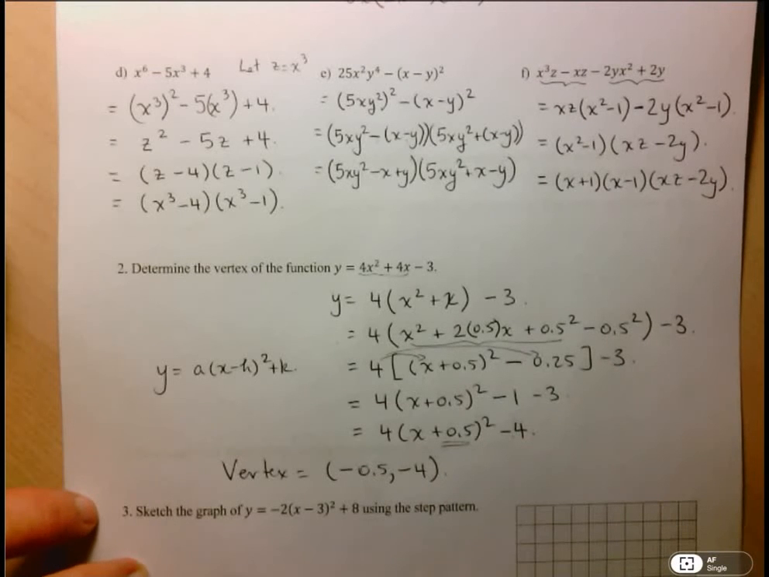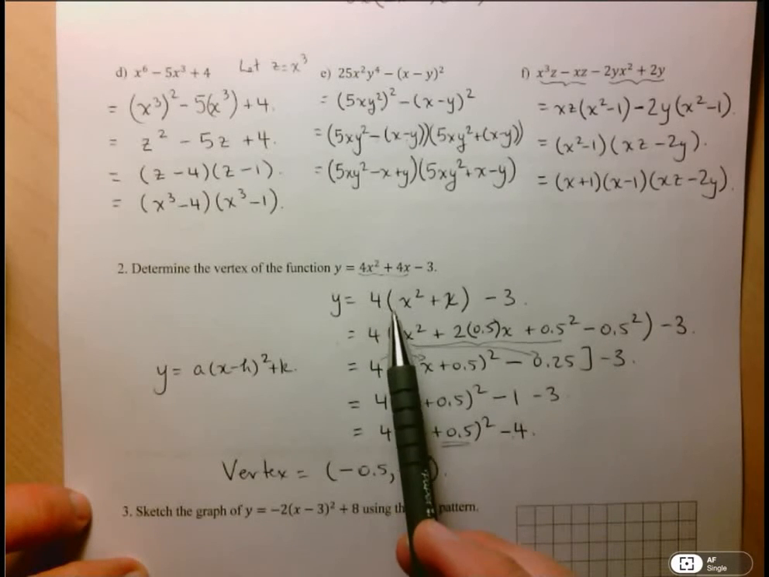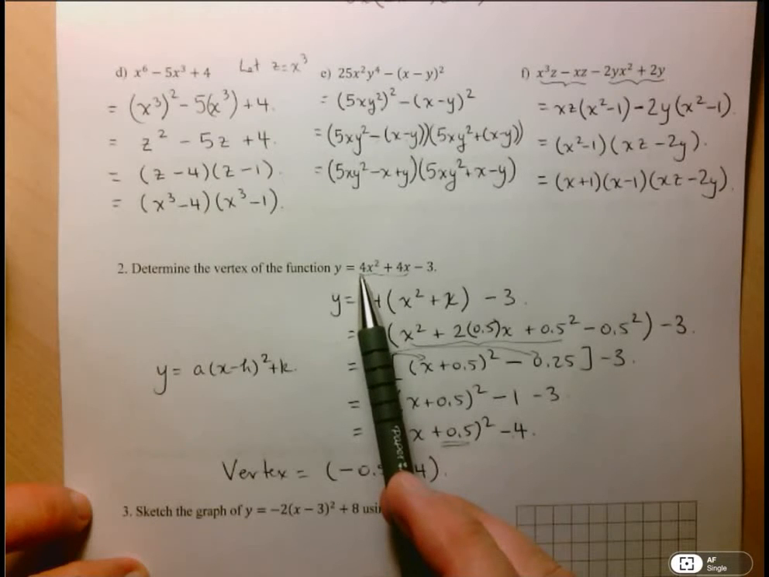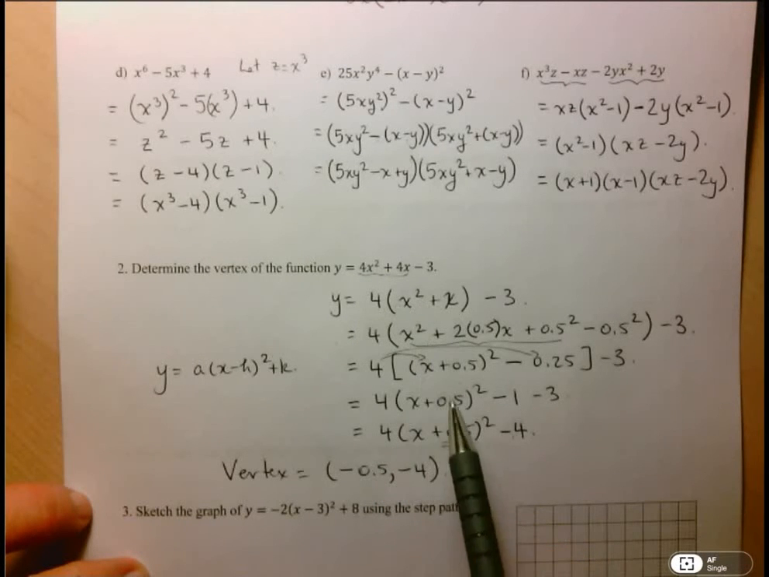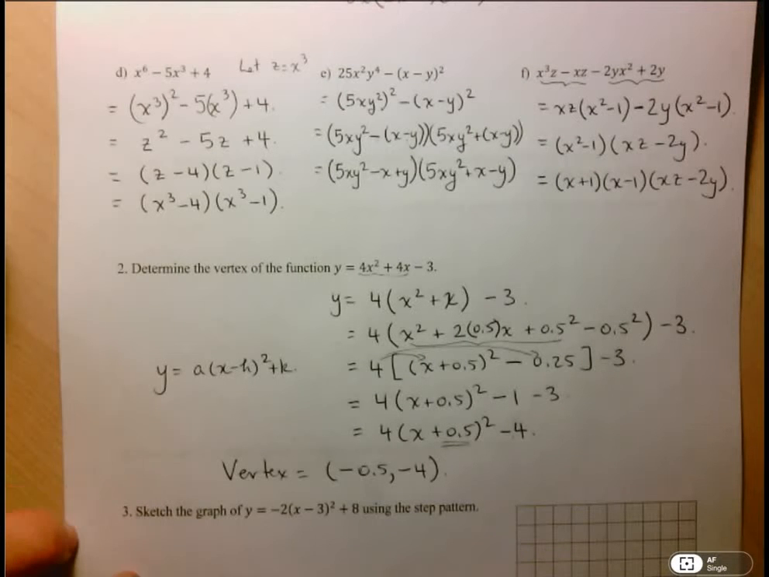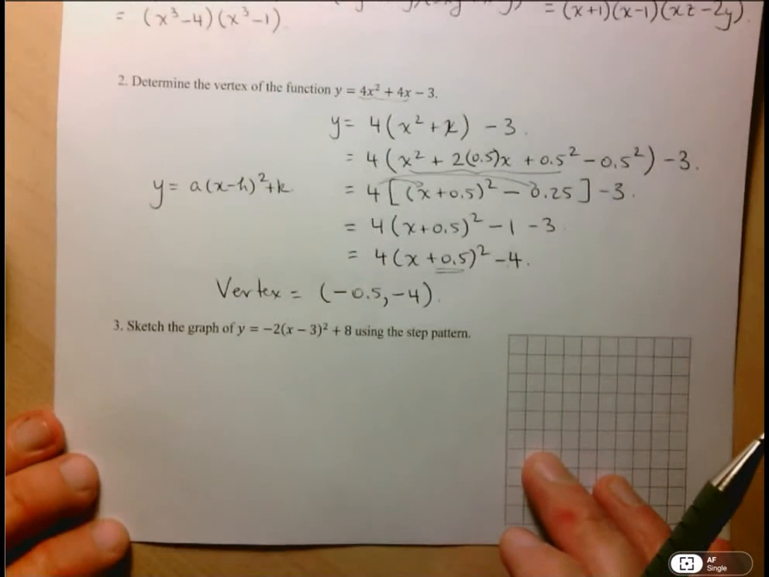Okay, so remember, when you're completing the square, always factor out any coefficient of x squared from the first two terms, complete the square within the brackets, and then make sure you clean everything up to have it in vertex form. Okay, so we're going to go to the last question on this quiz here, which is using the step pattern.